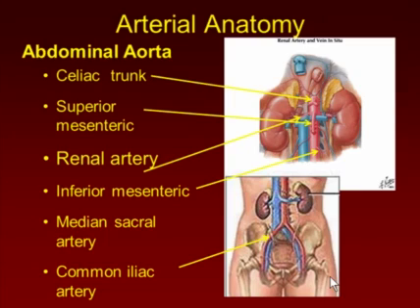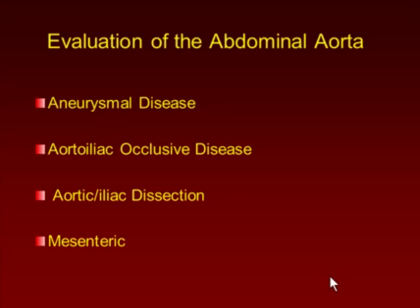The inferior mesenteric artery is usually located just above the iliac bifurcation, prior to the division of the iliacs, and the common iliacs then of course divide into the external and internal iliac arteries. We're going to talk about aneurysmal disease that affects the abdominal aorta, aortic iliac occlusive disease, a little bit about dissection, and then we'll go on and talk about the mesenteric vessels.